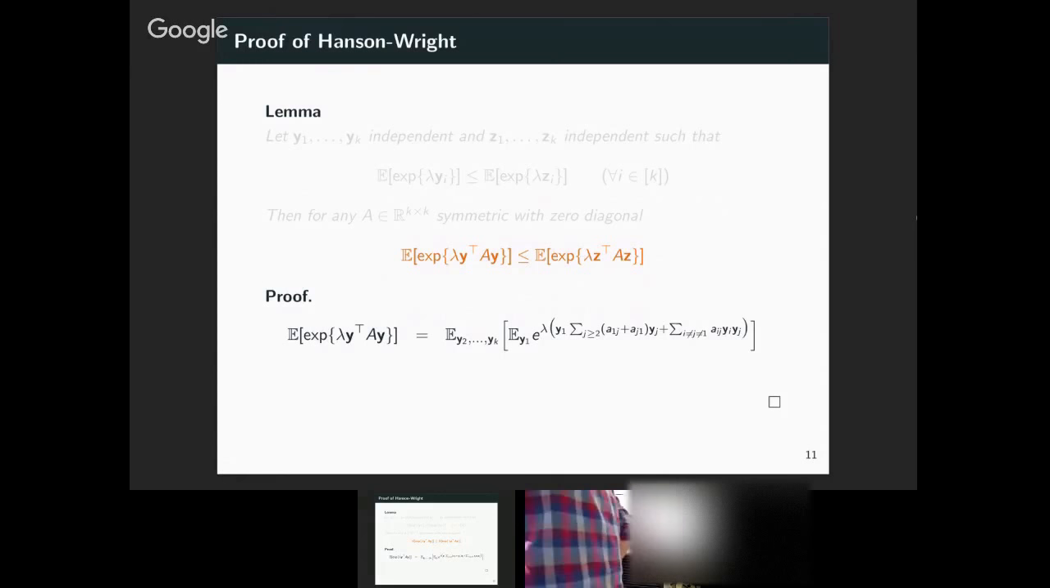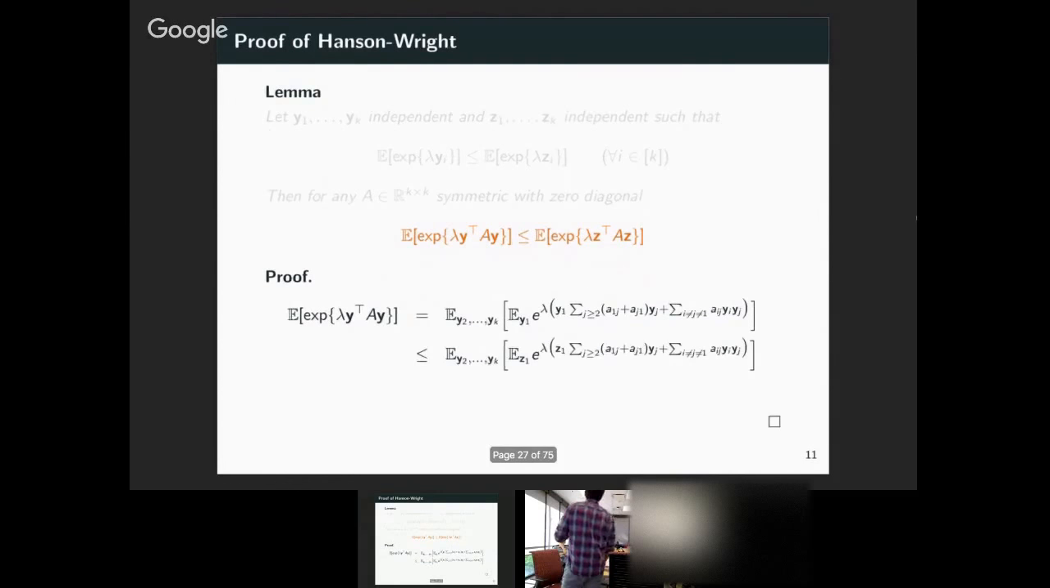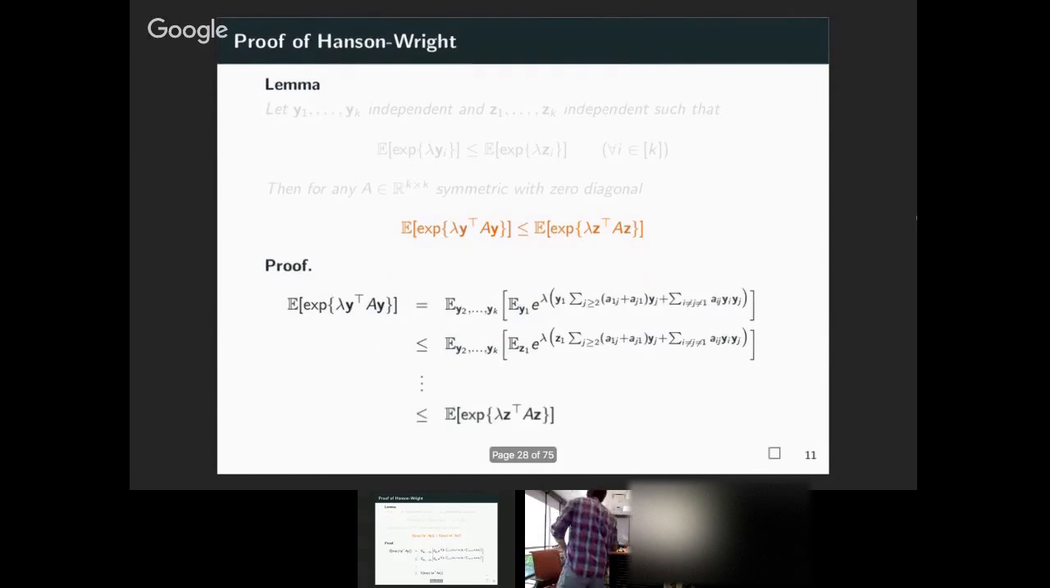The expression might look a bit nasty, but basically the only thing you need to observe is that since the a11 term is 0, everything here is just affine in y1. So this is a linear term in y1, and this is a constant. So you can use the hypothesis and replace this y1 by a z1. Now you can take this expectation with respect to z1 outside, get the y2 inside, and do this sequentially. And that's all.